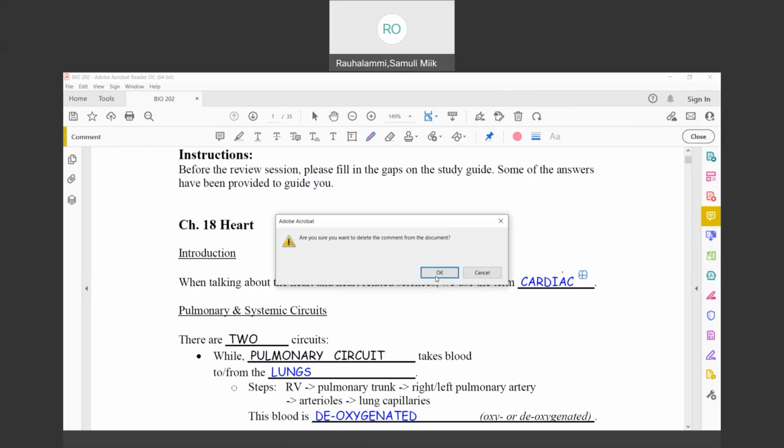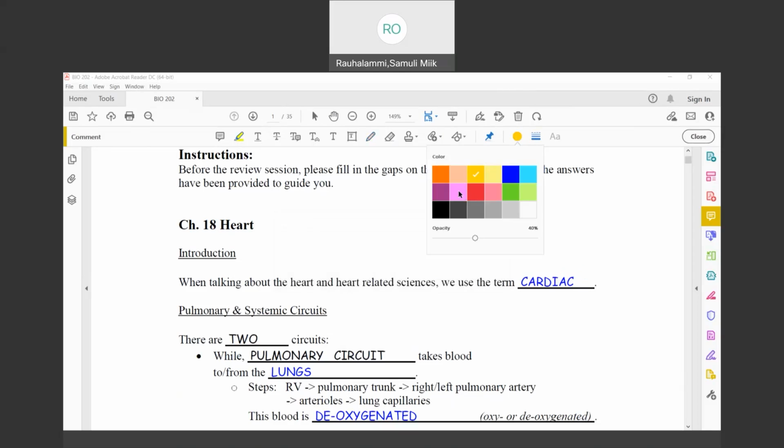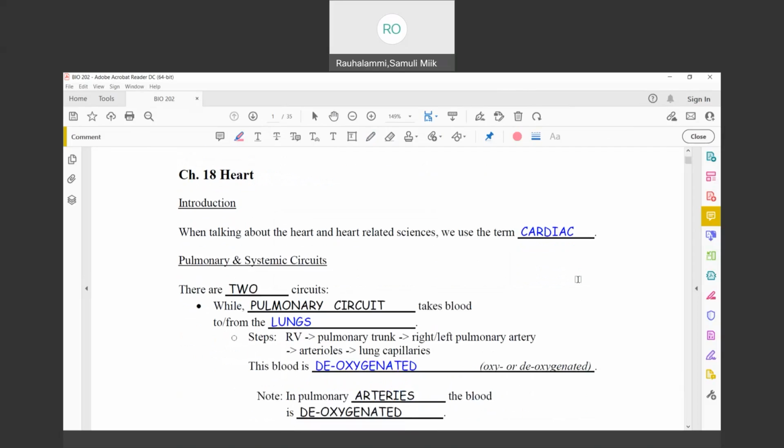Let me just try to get my highlighter to work a little bit better. The term cardiac is what you'll see being used when we're discussing the structures that relate to the heart, concepts that you might want to make a note of. Let's just try once more if we're able to emphasize. It looks like we're not.